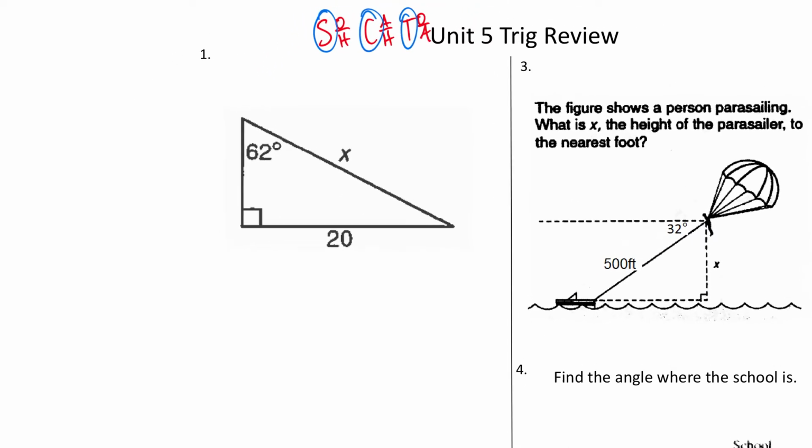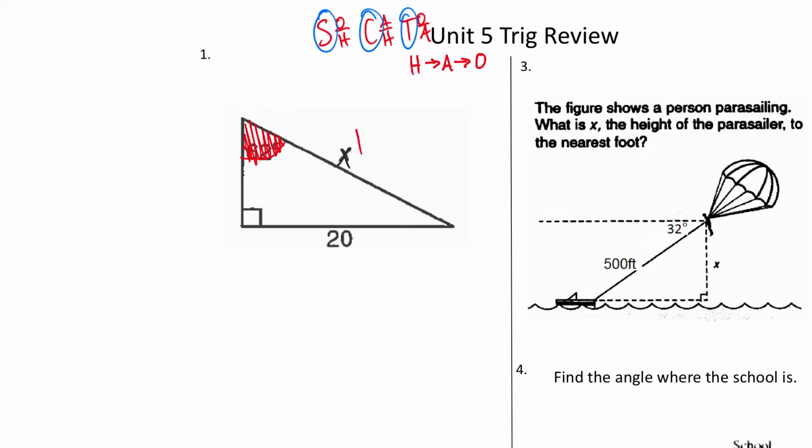So on number 1, I'm looking for this side right here. Here's the x. All right, so first of all, here's the angle that I know that I'll be using, this 62-degree angle. So the first thing I'm going to do is label H, A, and O. And remember, label it in that order. Label the hypotenuse first, adjacent next, and then opposite last. It'll help to eliminate confusion on several things.